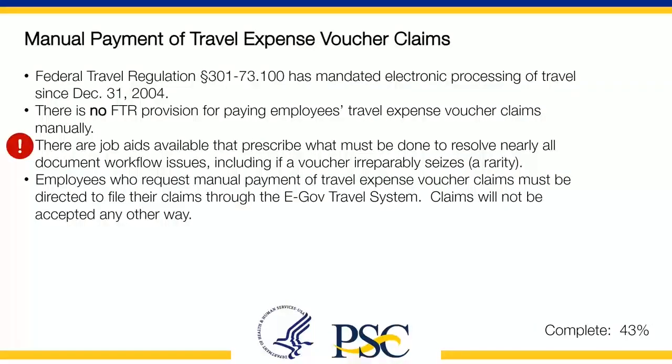Federal Travel Regulations Section 301-73.100 has mandated electronic processing of travel since December 31, 2004. There is no FTR provision for paying employees' travel expense voucher claims manually. There are job aids available that prescribe what must be done to resolve nearly all document workflow issues, including if a voucher irreparably ceases, a rarity. Employees who request manual payment of travel expense voucher claims must be directed to file their claims through the eGov travel system. Claims will not be accepted any other way.